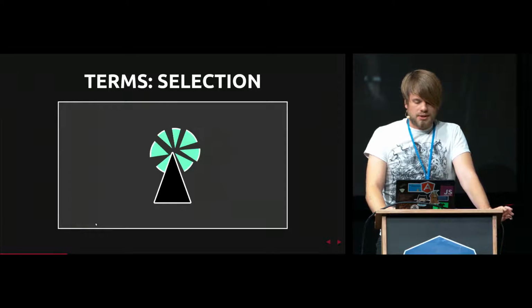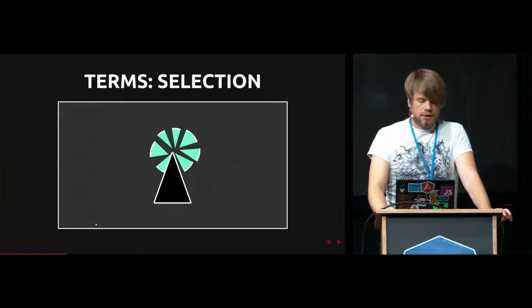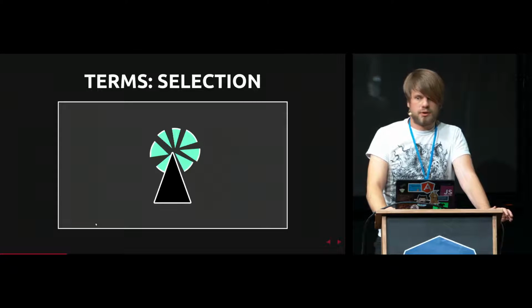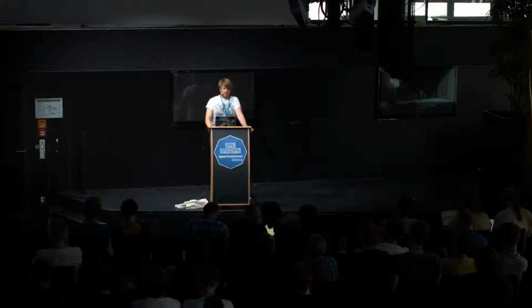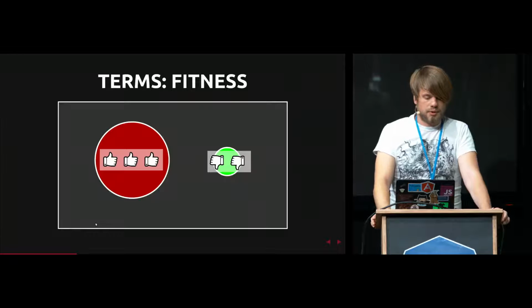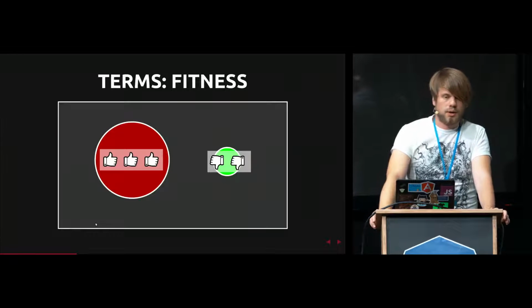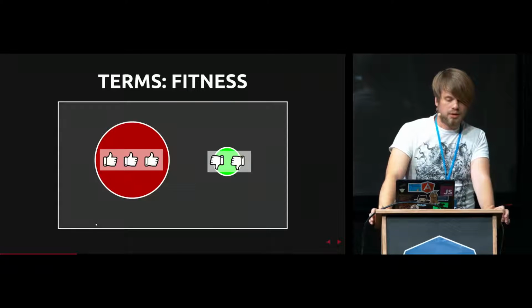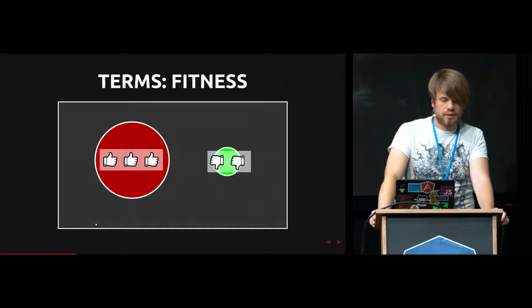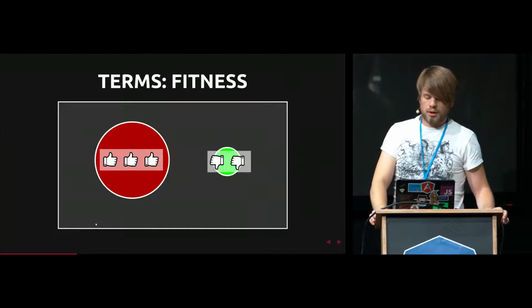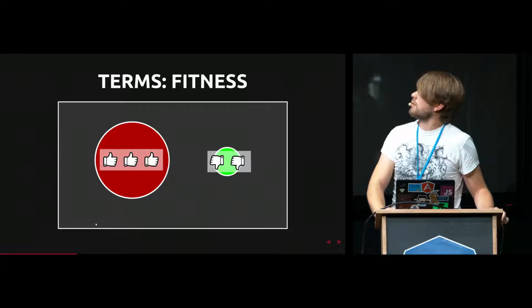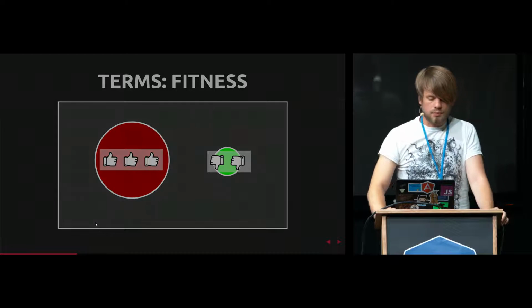We have the term selection, and selection means a triangle comes and eats a circle. And normally it is, of course, a circle that is not so well adapted to its environment, so usually it's not as red as the others. The term fitness, that's our Facebook thumb thing. So the big red one is, of course, very well adapted, fitted for its environment, while the green small one isn't as good. It has two thumbs down.